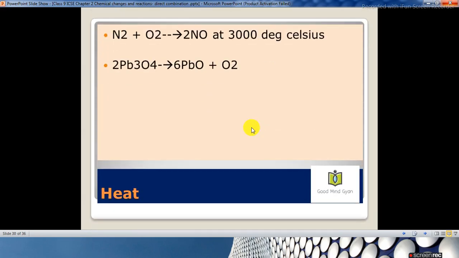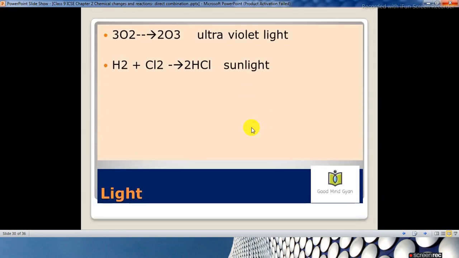Examples: nitrogen reacts with oxygen to give nitric oxide at 3000 degrees Celsius. So you are heating it at 3000 degrees Celsius, then only the reaction takes place and you get nitric oxide. Similarly, when you take Pb3O4, that is lead oxide, it will give you lead monoxide and oxygen. This is another reaction. Then we have the next, that is with the help of light. Oxygen in the presence of ultraviolet will give you ozone, and hydrogen with chlorine will give you hydrogen chloride in the presence of sunlight.